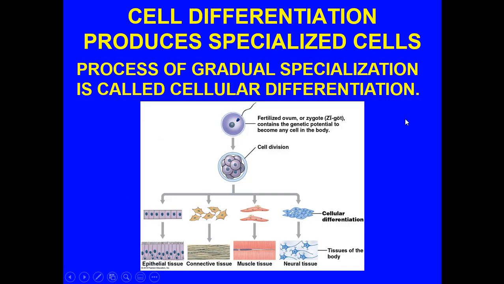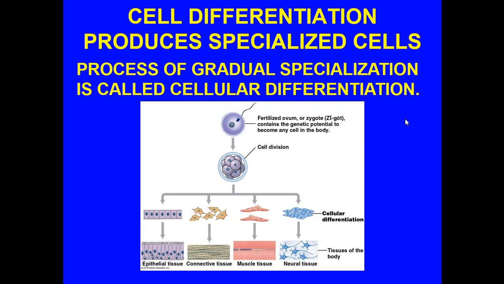Now, when we talk about cellular differentiation, this is going to produce specialized cells, which I've been talking about. And it's amazing when you think about this. A zygote, a fertilized ovum, fertilized egg cell, contains the genetic potential to become any cell in the body. And then as it divides, we go through this process of gradual specialization. This is called cellular differentiation.